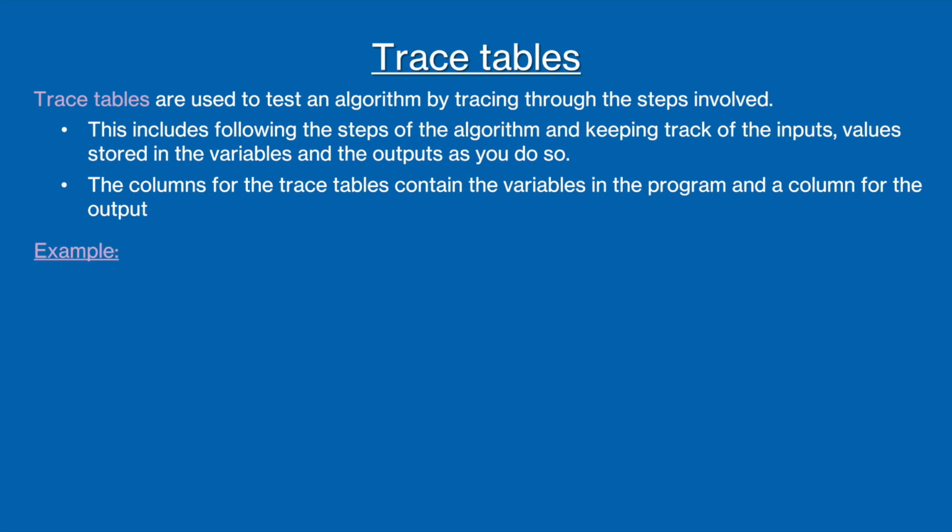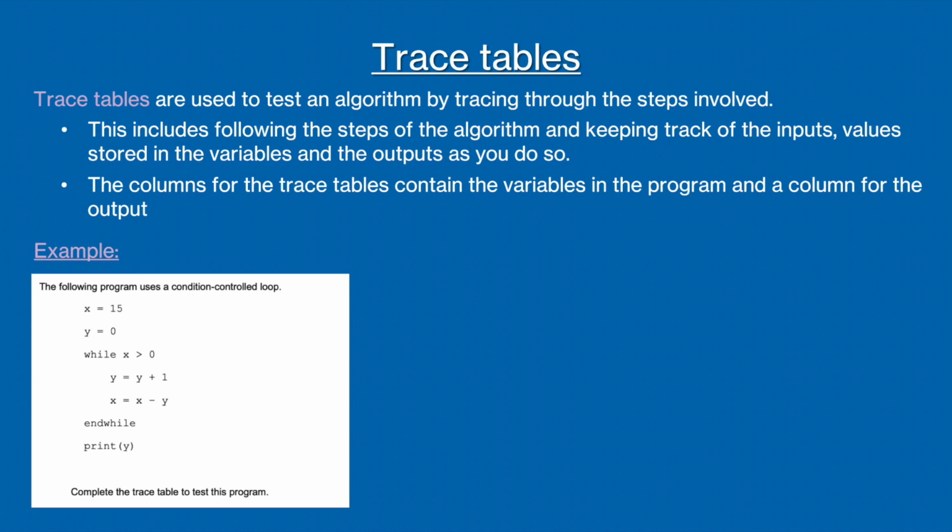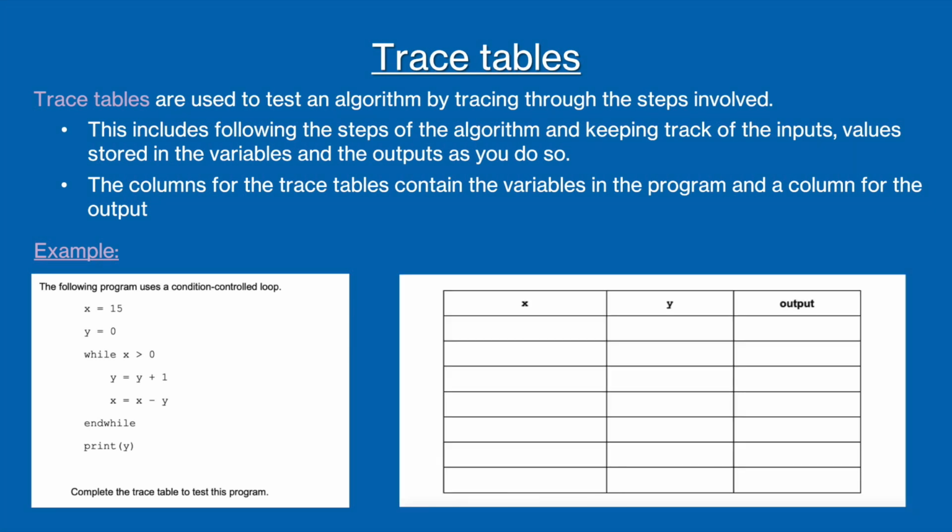Let's have a look at a proper example. In this example, we have a program that is using a condition-controlled loop, and we have 2 variables x and y. So our trace table is going to look like this: one column for x, one column for y, and one column for the output. Initially, in our program, x has been set to 15, and y has been set to 0, so this will make up the first row of our trace table.